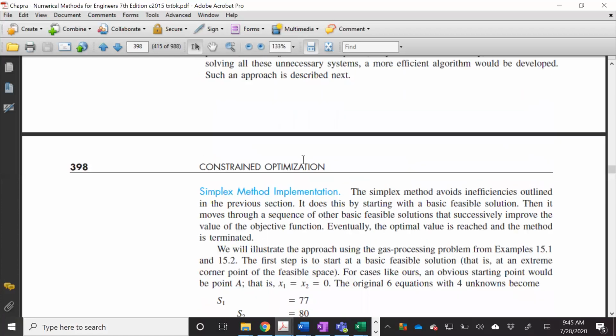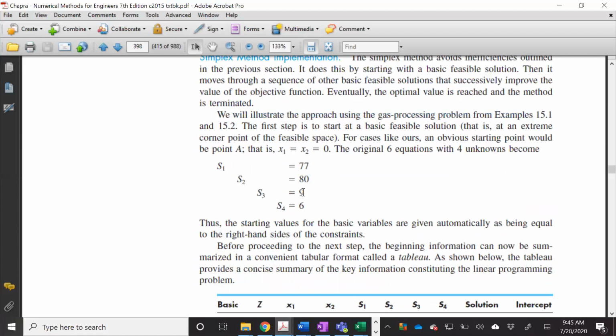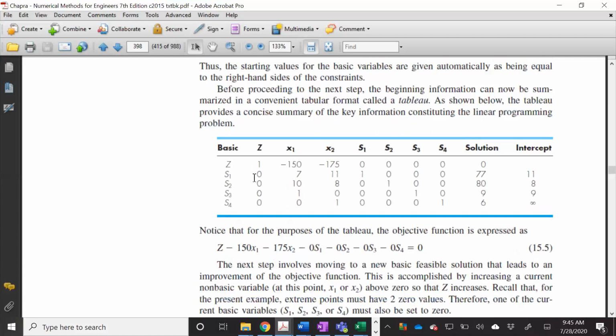For the simplex method implementation, you need to make a table. You have the basics, which are the variables: z, the value that you want to find, x1, x2, s1, s2, s3, s4, and the solution, also the intercept. Under basics, you have z, and then you have the slack variables s1, s2, s3, and s4.